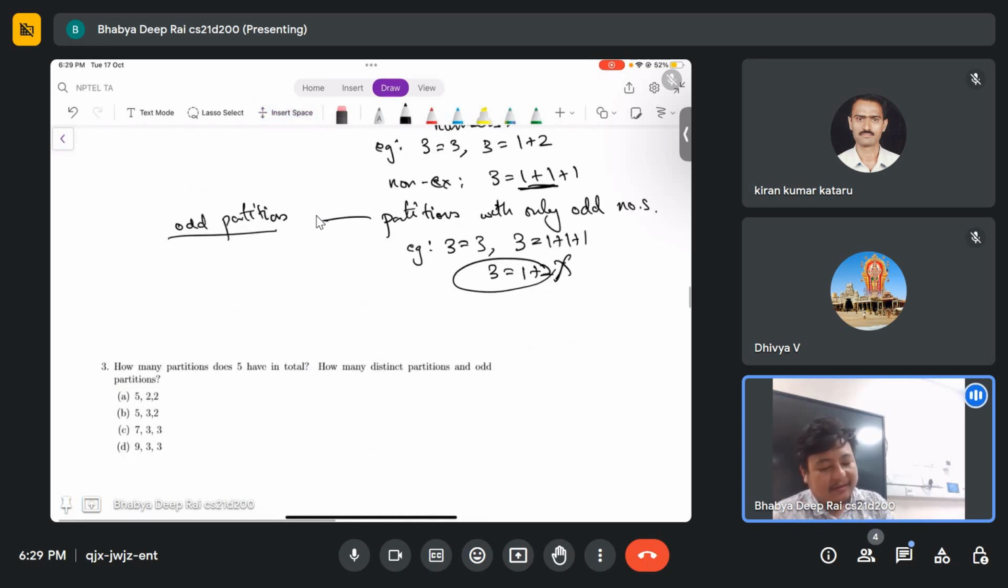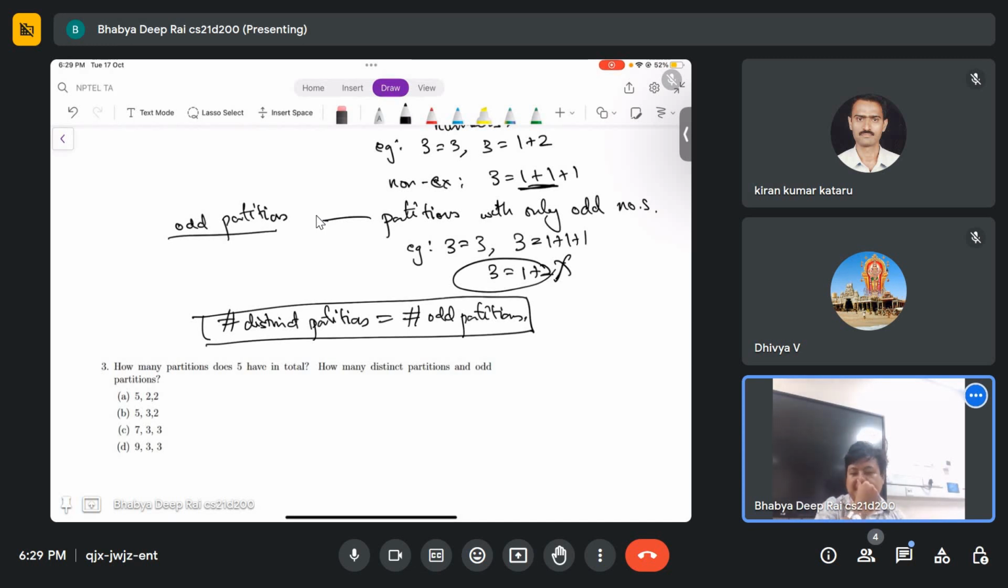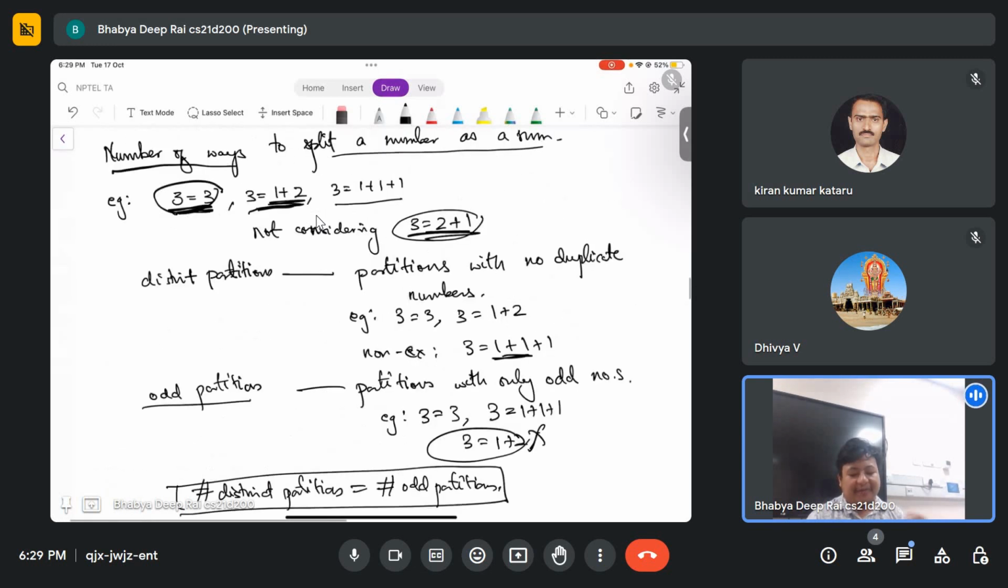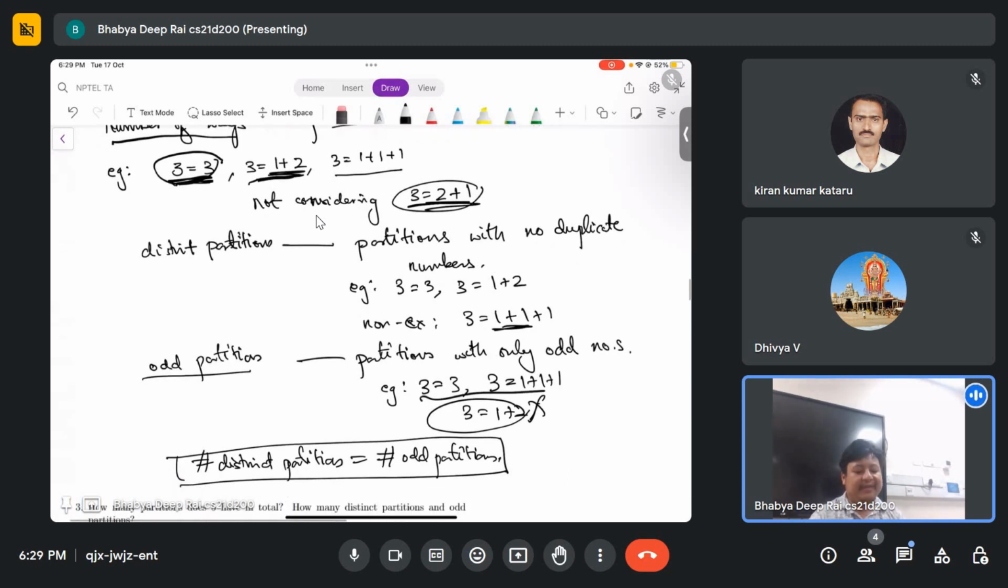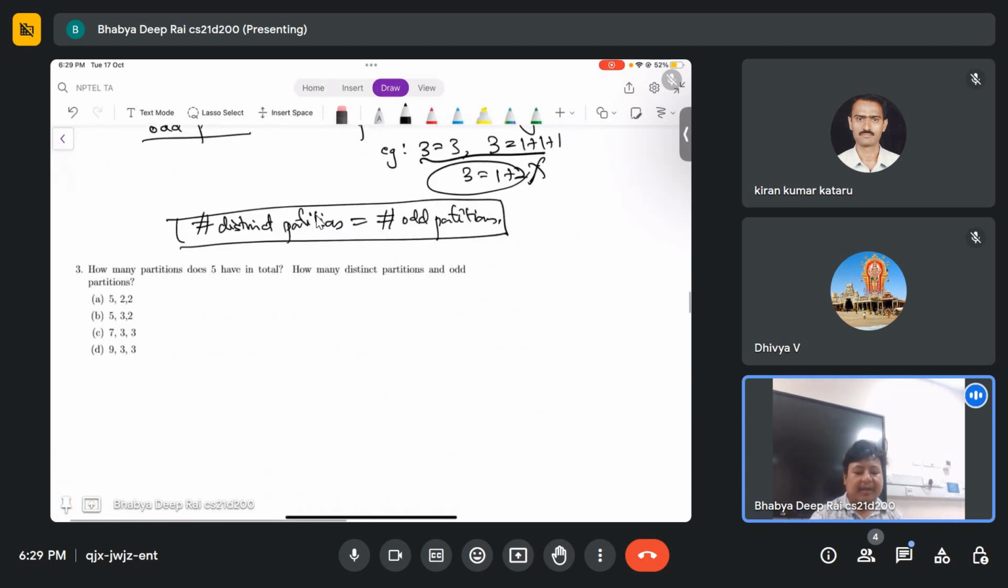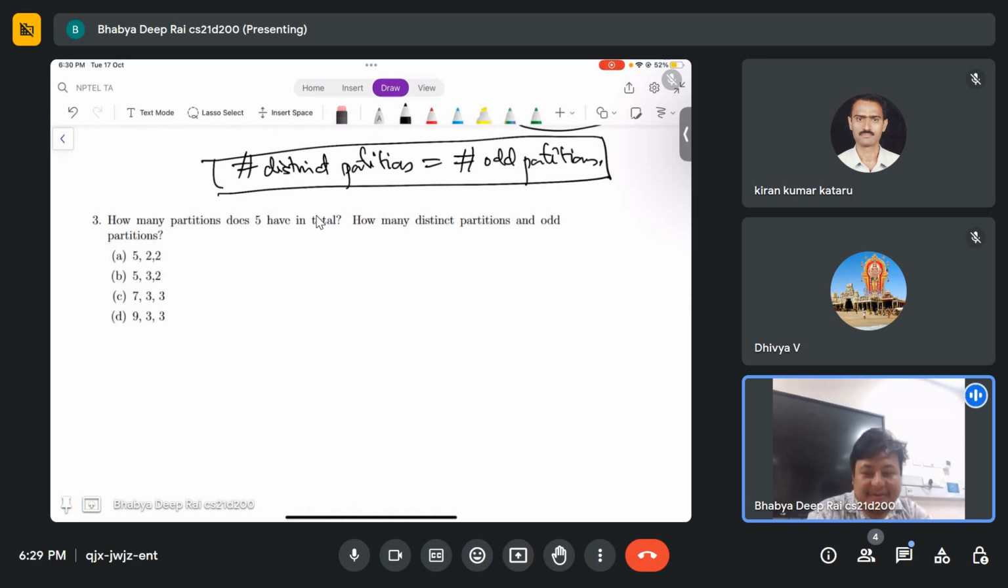Okay, and you might have seen this theorem that the number of distinct partitions is exactly equal to the number of odd partitions. So for example, here in the case of 3, the number of distinct partitions is 2, and the number of odd partitions is also 2, as we see. Okay. So let's do a simple question.